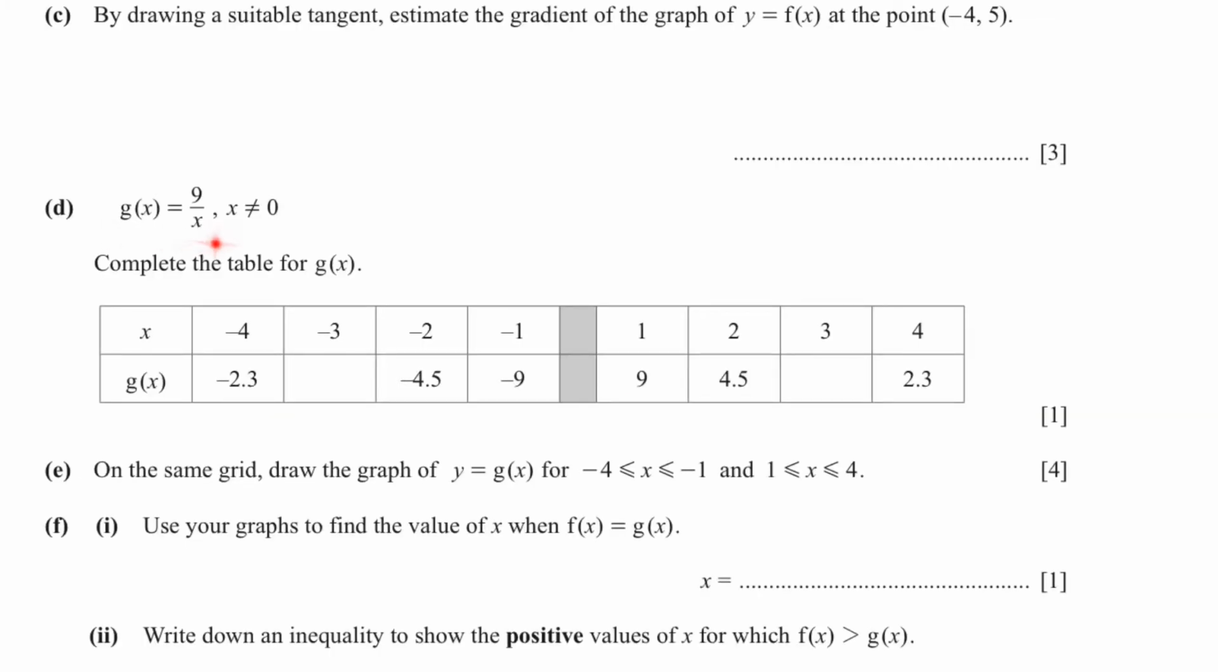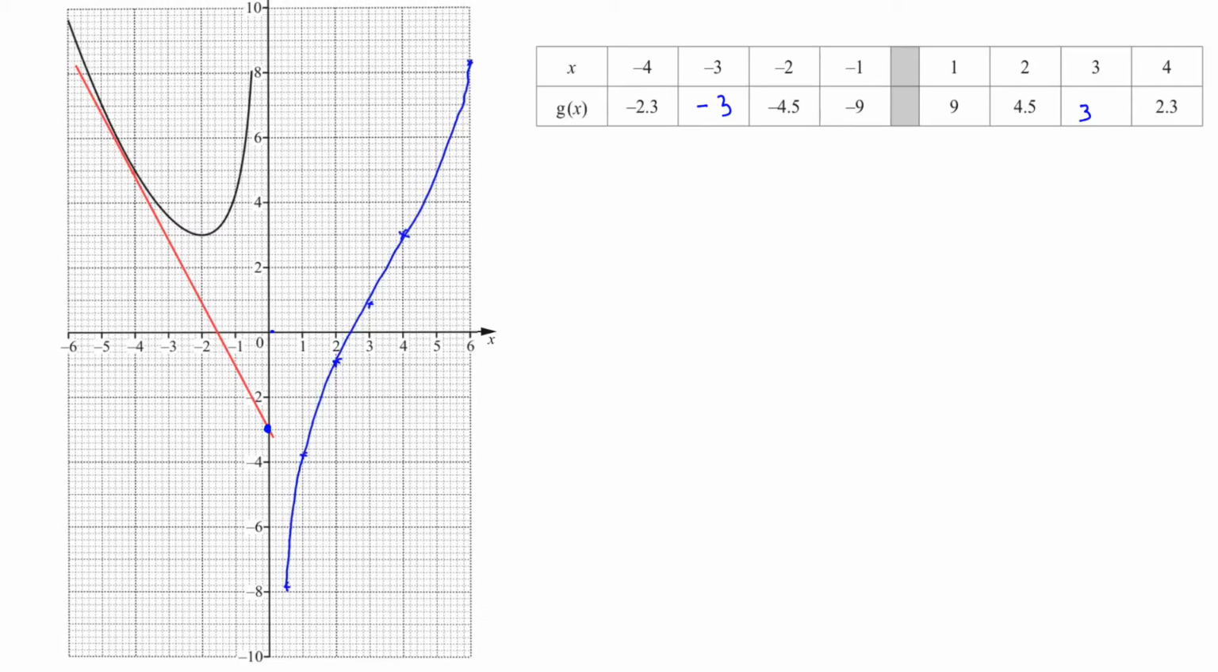We have been given g of x is equal to 9 over x, and the x values are given. We have to find g of x, meaning the y value. In place of x, put -3, and in place of x, put 3, and these are the answers we will get. Part E of the question, we have to draw the graph of y is equal to g of x. So we have to plot these points on the same grid that we have drawn the other graph.